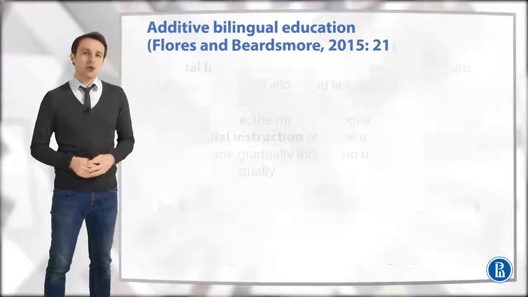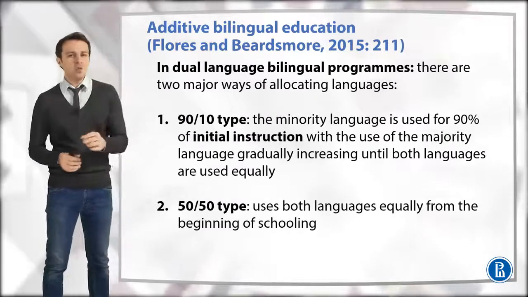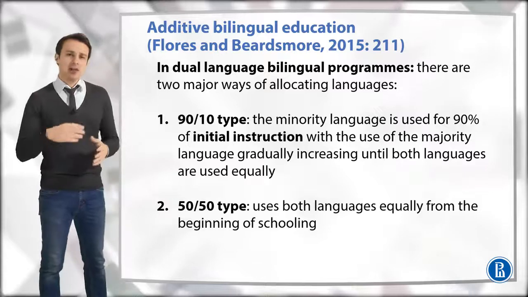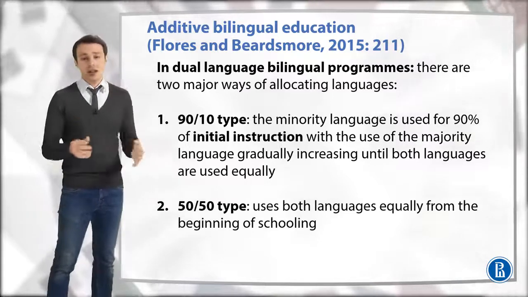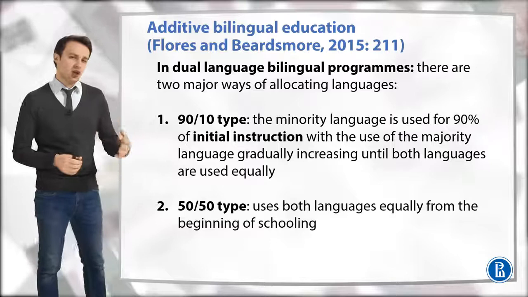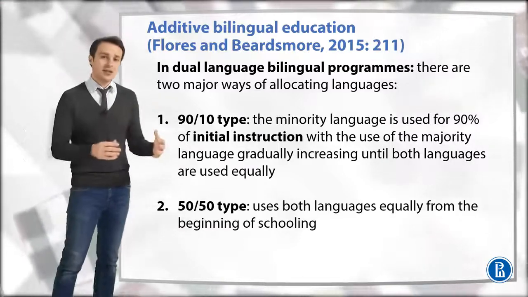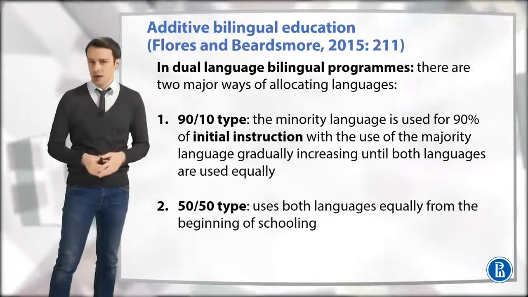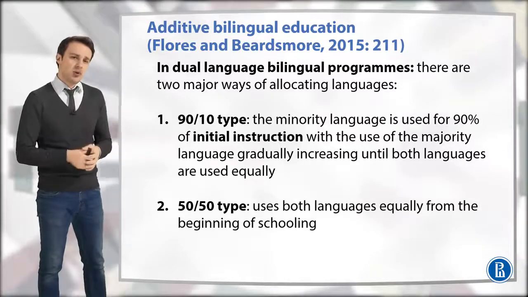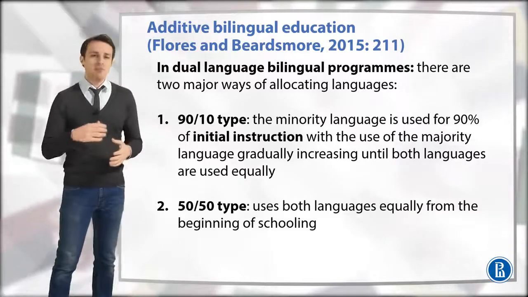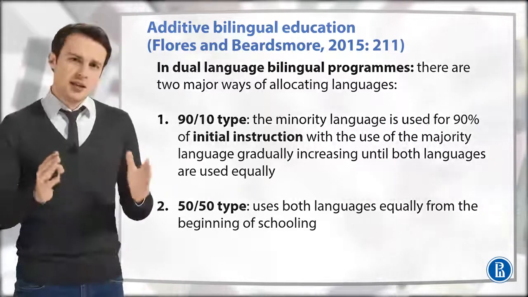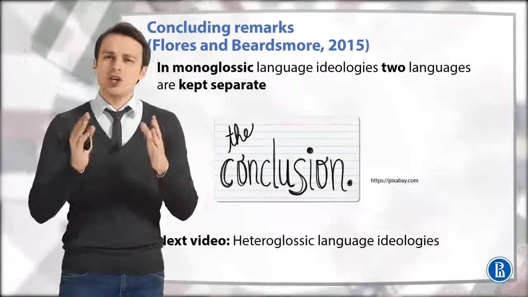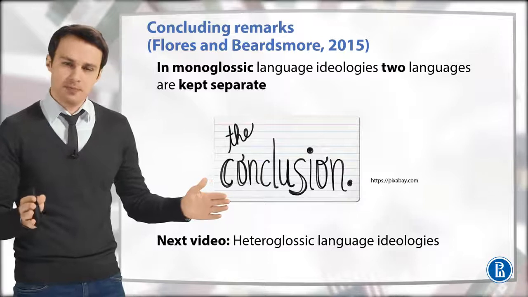In the dual language bilingual programs, there are two major ways of allocating languages. In the first type, the minority language is used for 90% of initial instruction, with the use of the majority language gradually increasing until both languages are used equally. The second type uses both languages equally from the beginning of schooling. It is important to stress here that in monoglossic language ideologies, two languages are kept separate.